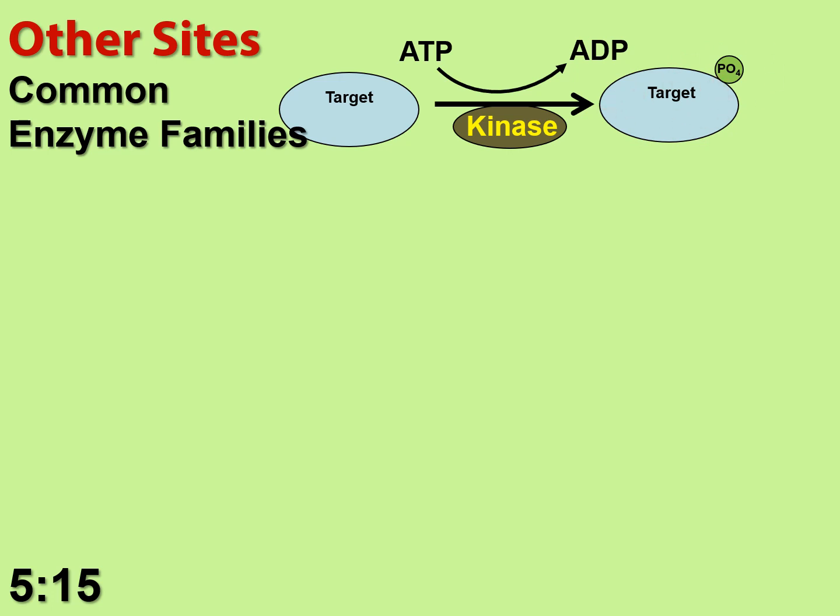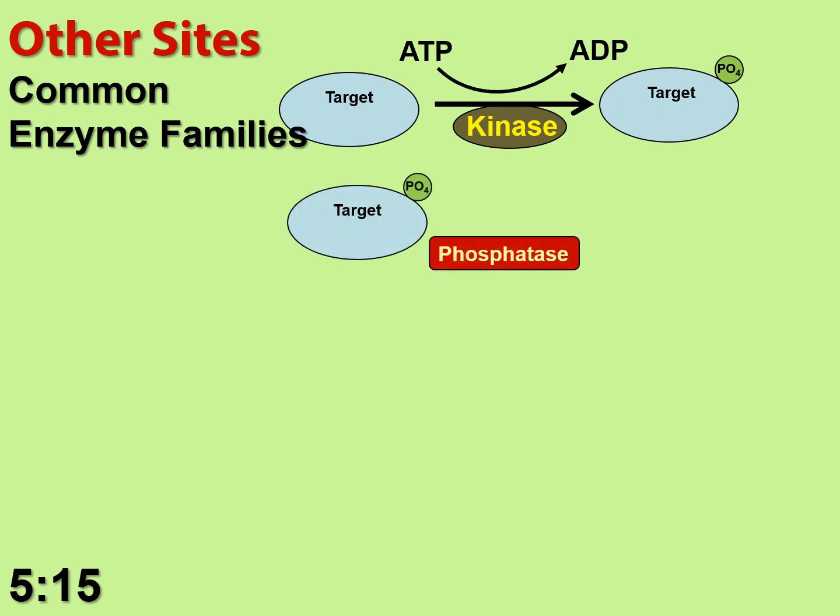I'm not showing it very well here, but that target will almost always have changed its three-dimensional structure ever so slightly, or in some cases significantly, altering its behavior in the cell. We also have the opposite. Now, kinases will not generally dephosphorylate a target. They will only phosphorylate. They can only catalyze this direction.